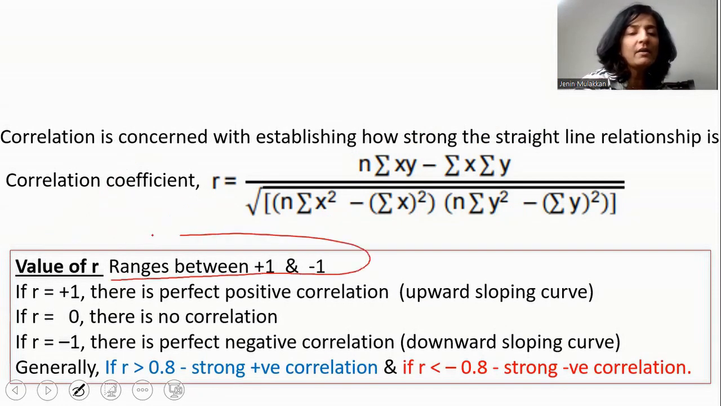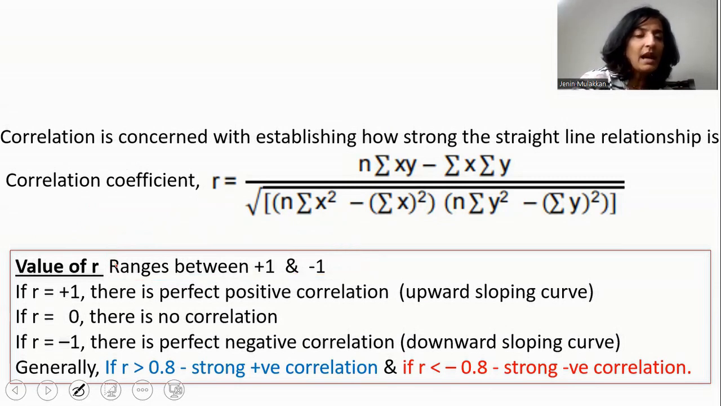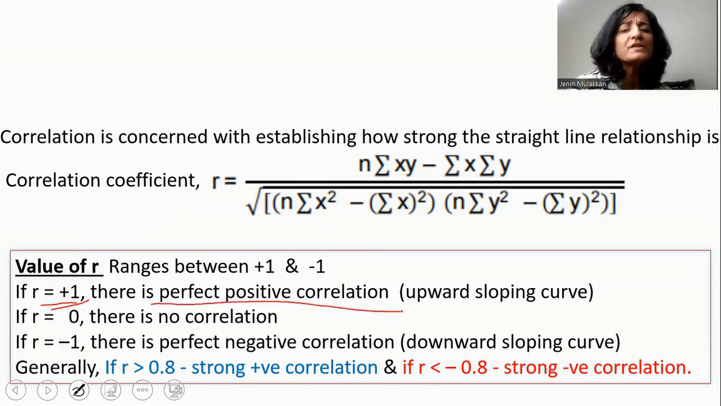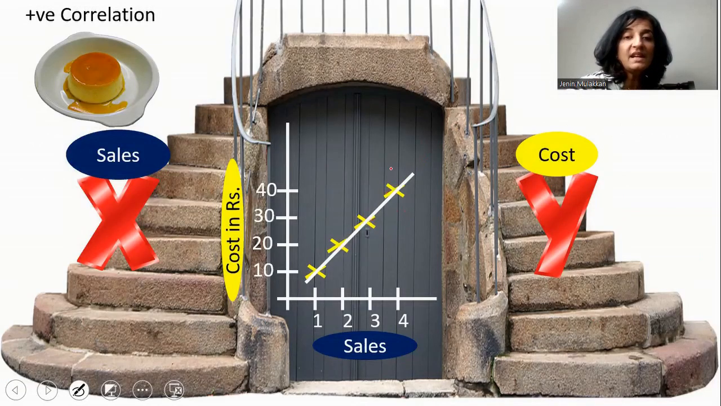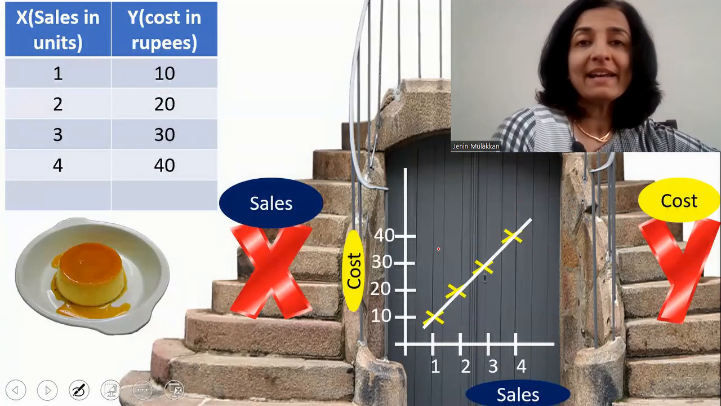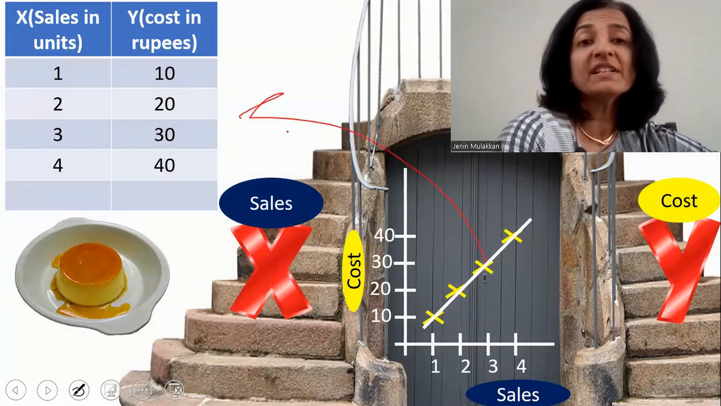The value of R ranges between +1 and -1. Now, if you get R as +1, then immediately we should understand that it is a perfect positive correlation. Perfect positive correlation is the graph that we had just seen. See this one. This is the upward sloping line. Perfect positive correlation. Now, for your understanding, I will calculate the correlation coefficient of this graph.